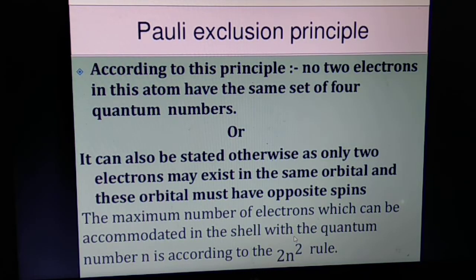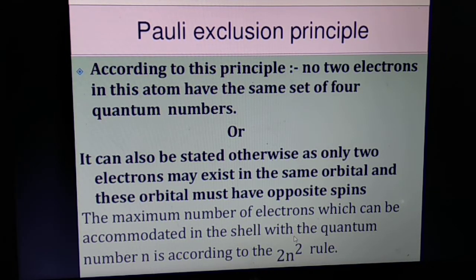Second principle is Pauli's exclusion principle. According to this principle, students, no two electrons in an atom have the same set of 4 quantum numbers. If two electrons have the 3 quantum numbers equal, that is n, l, m value equal, then the 4th quantum number, that is spin quantum number, will be different. If the spin quantum number for one electron is plus half, then it will be minus half for the other electron. And this is Pauli's exclusion principle.